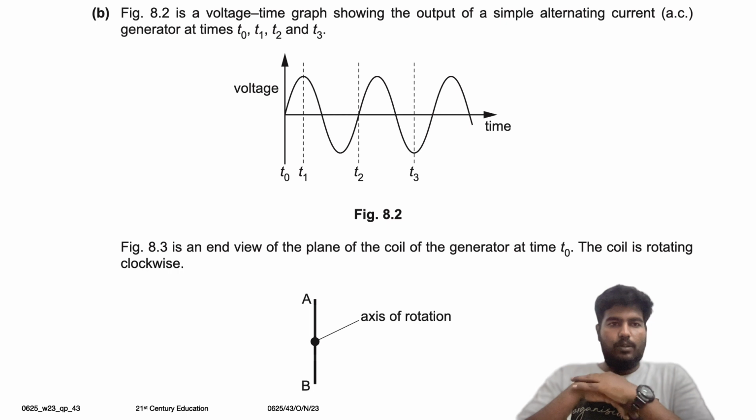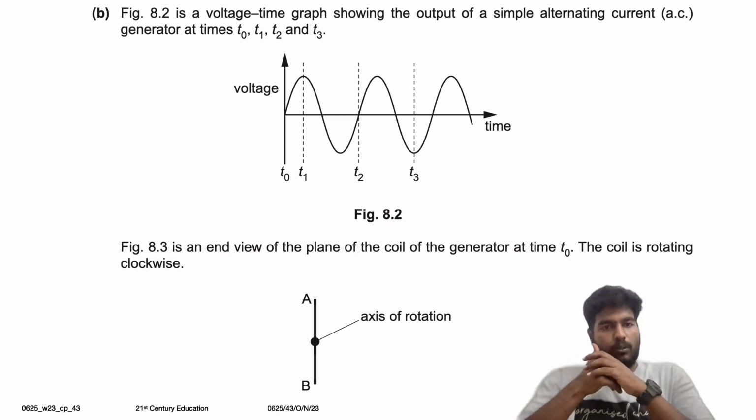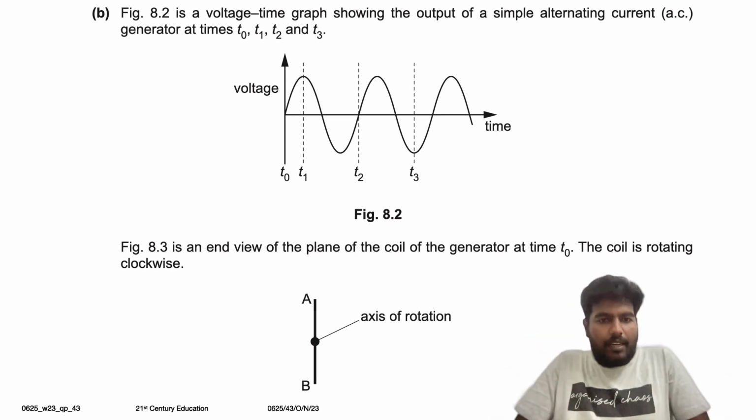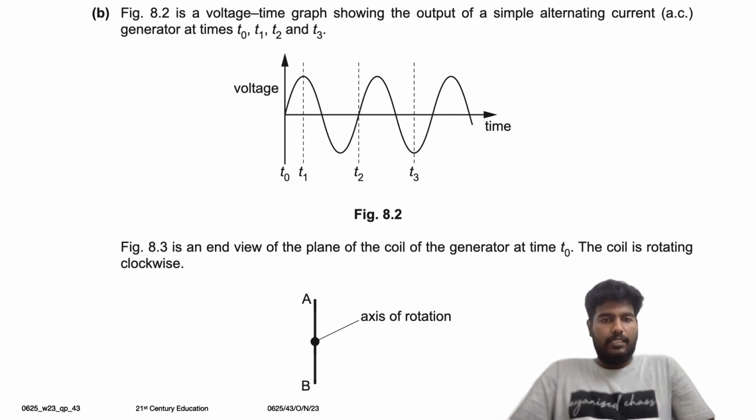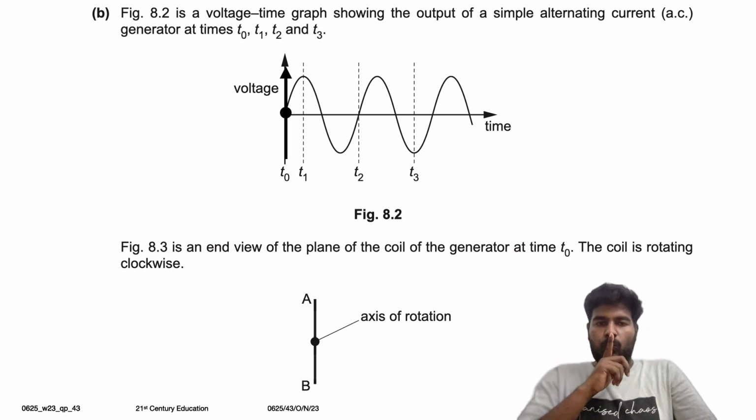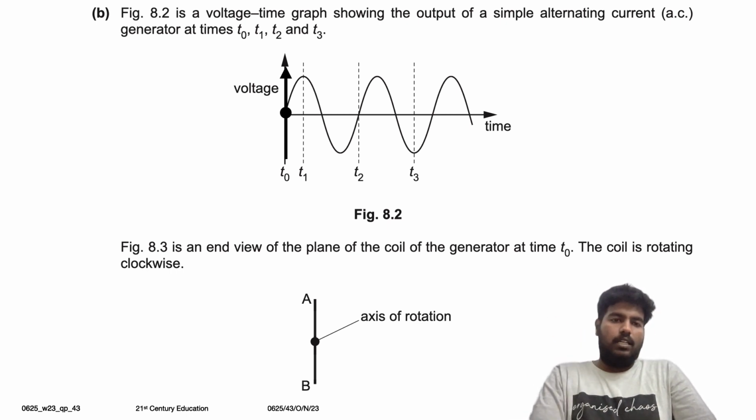Figure 8.2 is a voltage-time graph showing the output of a simple alternating current generator at times T0, T1, T2, T3. Figure 8.3 shows an end view of the plane of the coil of the generator at time T0. The coil is rotating clockwise. So let's put this diagram. This is a clockwise position. Coil is rotating clockwise. So instead of A, I just put an arrow mark.